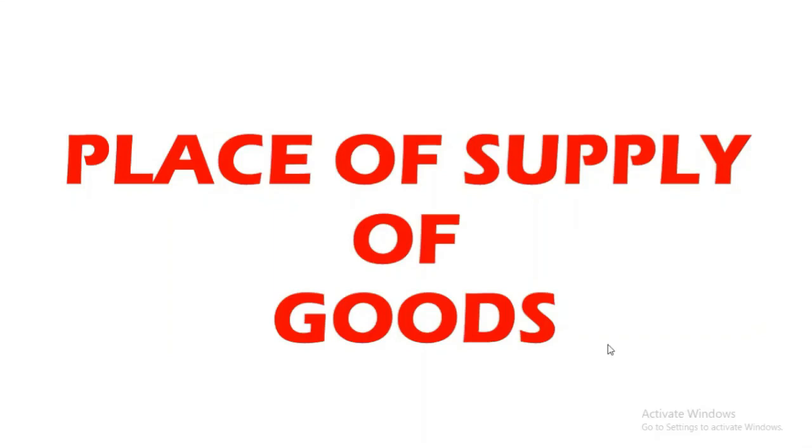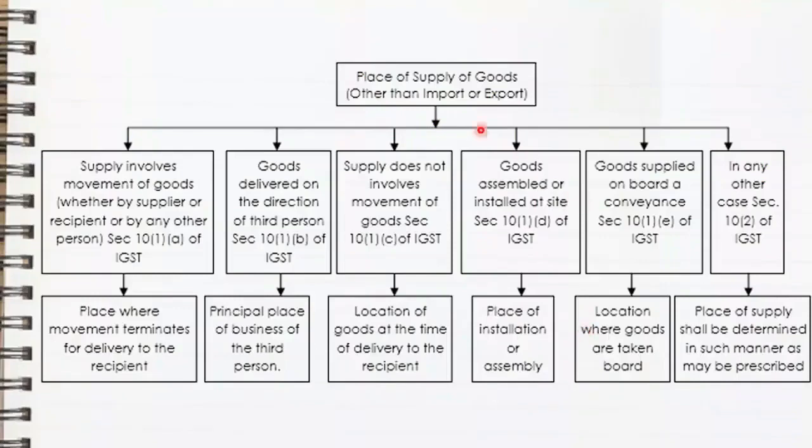Now, the place of supply topic will be divided in two parts. The very first part will be based on place of supply of goods, and the second one will be based on place of supply of services. So first let us see what the various rules regarding place of supply of goods are. Under place of supply of goods, there are basically 5 rules which you have to remember very well.